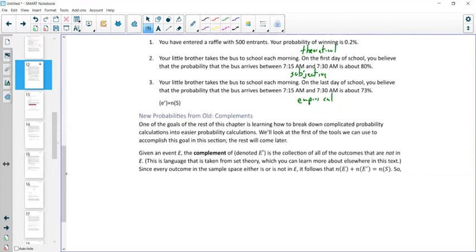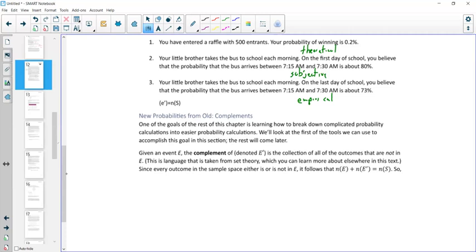Next concept we look at is called a complement. One of the goals of the rest of this chapter is learning how to break down complicated probability calculations into easier probability calculations. We'll look at the first of the tools we can use to accomplish this goal in this section. The rest will come later. Given an event E, the complement of the event E, denoted with a capital E and an apostrophe after it, in the case of this text, is the collection of all outcomes that are not in E.